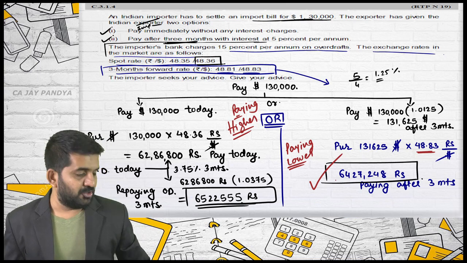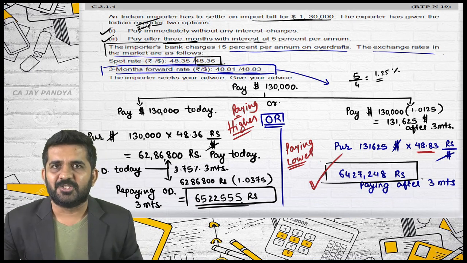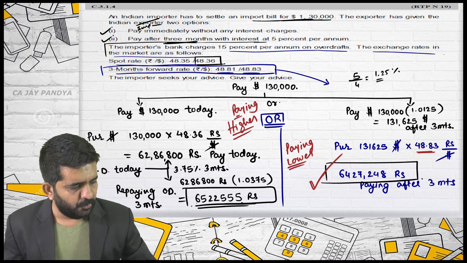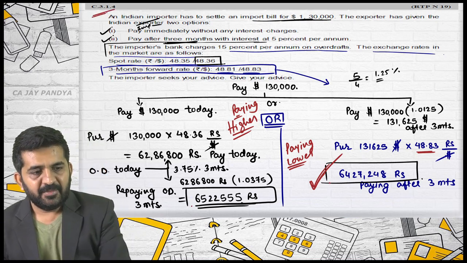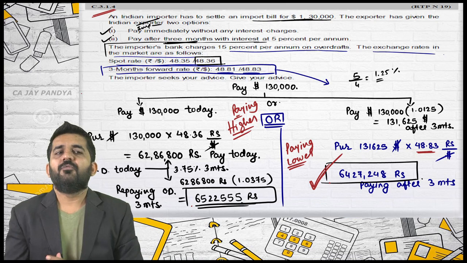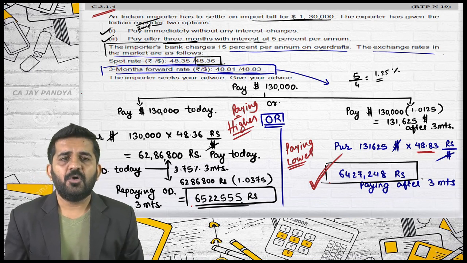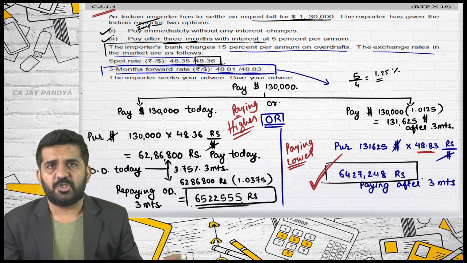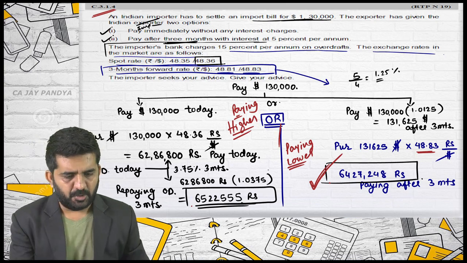Don't argue with me that, sir, this much cash outflow is not bad. It is bad because you have purchased some goods. You need to pay either this or this. Paying lesser money is always a good option. This was question 3.1.4. These are the questions of Forex, some of the basic questions. There was a conversion question, and this was a decision making question.